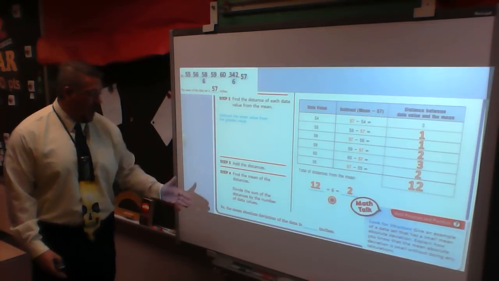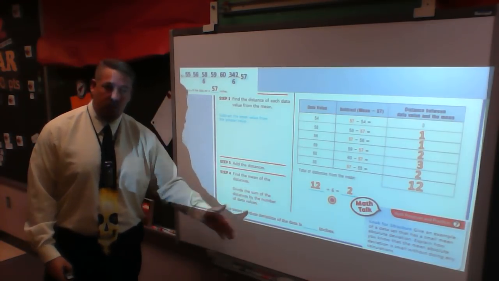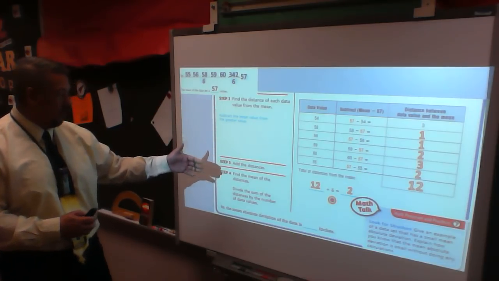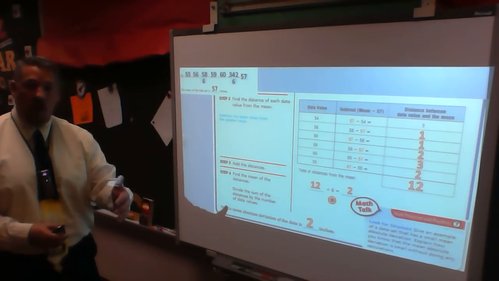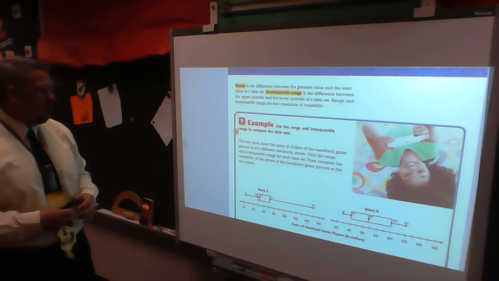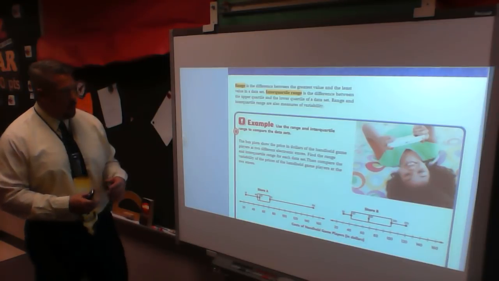So I know the mean absolute deviation, the average step away from the overall mean or average, is just 2 inches in his 6 different jumps. All right, so we remember how to do that. Well, what about these things?